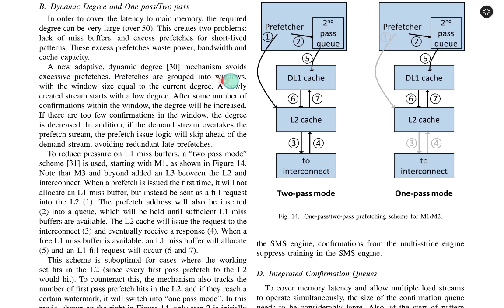Prefetches are grouped into windows, with a window size equal to the current degree, and a newly created stream starts with a low degree. After some number of confirmations in the window, the degree will be increased; if there are two confirmations in the window, the degree is increased. In addition, if the demand stream overtakes the prefetch stream, the prefetch issue logic will skip ahead of the demand stream and avoid redundant late prefetches.